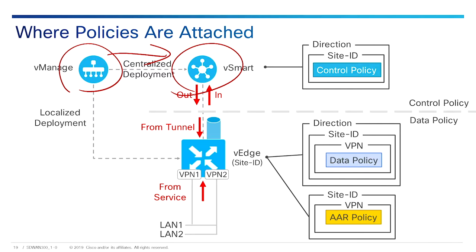The direction is from tunnel 0 or from service VPNs. From tunnel always means VPN 0, and from service is always VPN 1 through 511. Note the directions in red arrows here. It's important to notice in which direction a policy is applied.